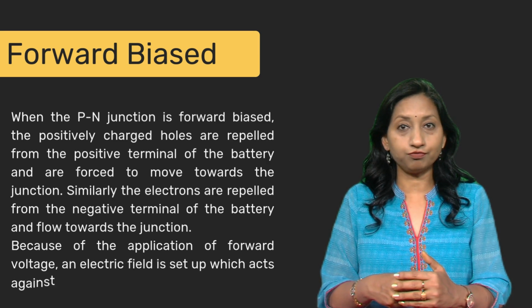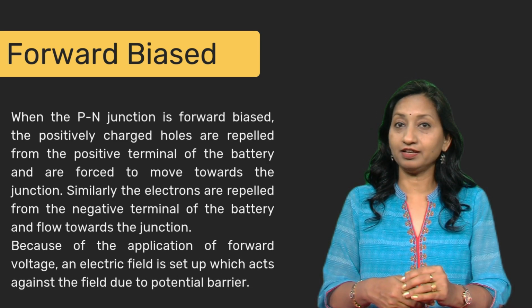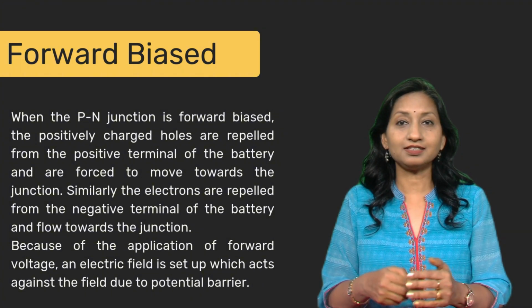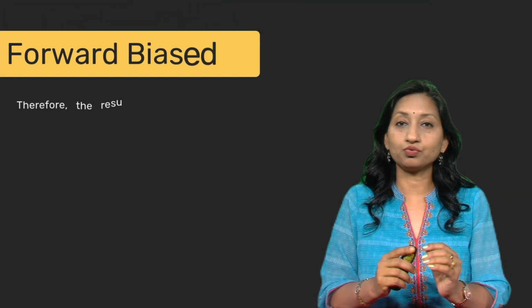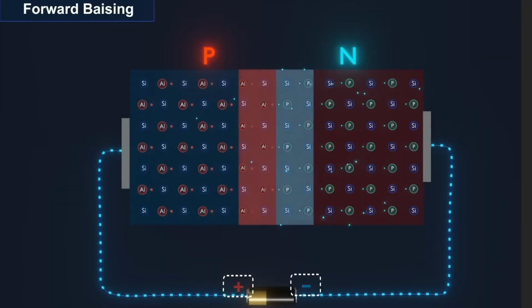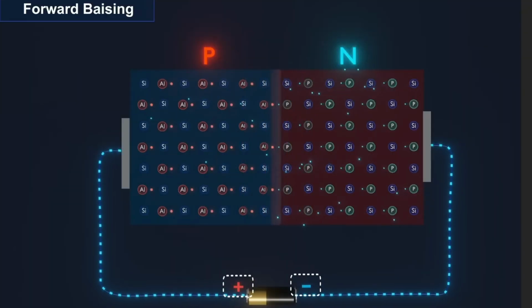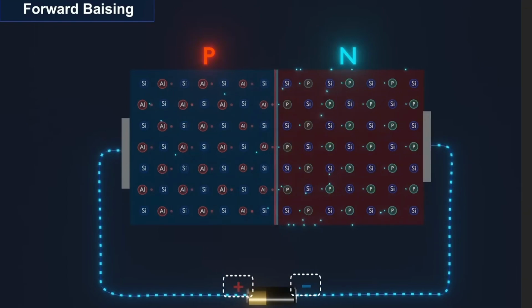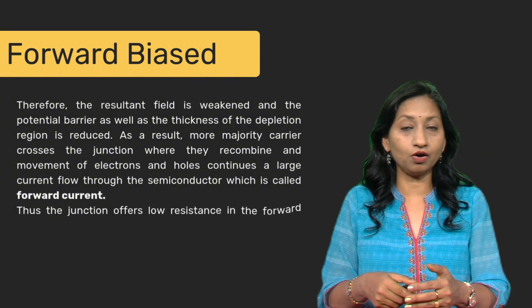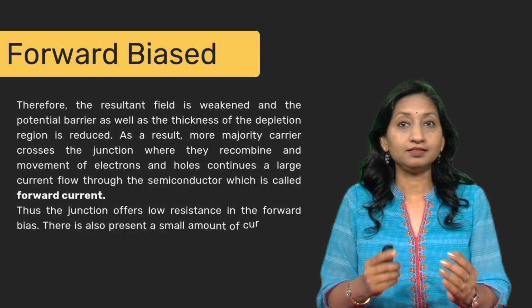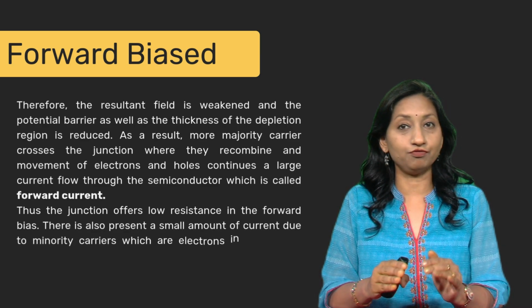Because of the application of forward voltage, an electric field is set up which acts against the field due to potential barrier. Therefore, the resultant field is weakened and the potential barrier as well as the thickness of the depletion region is reduced. As a result, more majority carriers cross the junction where they recombine and movement of electrons and holes continues. A large current flows through the semiconductor, which is called forward current. Thus, the junction offers low resistance in forward bias.